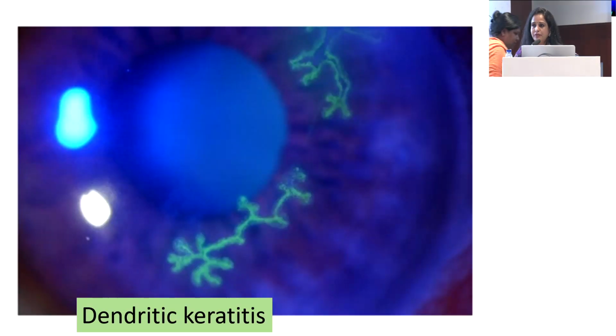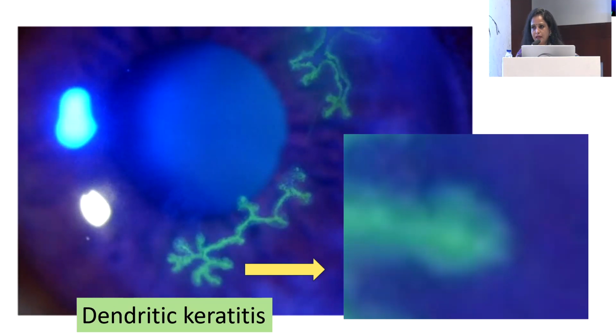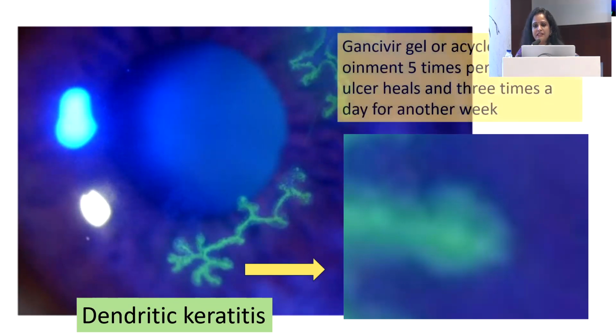Next, after the corneal vesicular stage, when we treat the patient with topical steroids or if the patient is immune suppressed, these patients can develop a linear branching pattern like this, the dendritic ulcer, which has large terminal bulbs with an inflammatory epithelial border which has active viral replication. These patients are again treated with topical antivirals 5 times per day until the ulcer heals, and then tapered to 3 times a day for another 1 week.